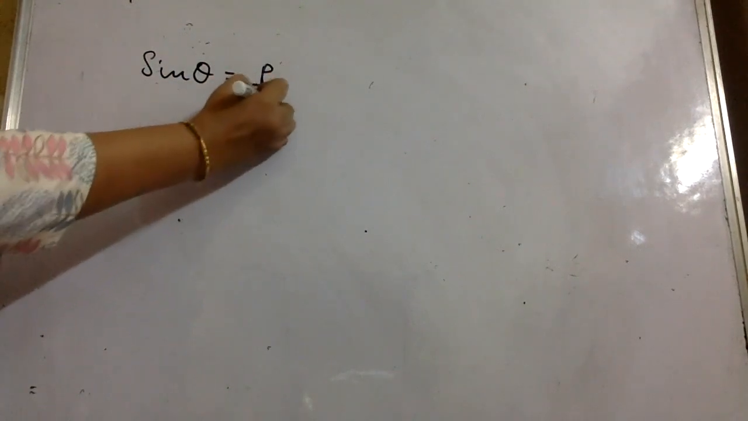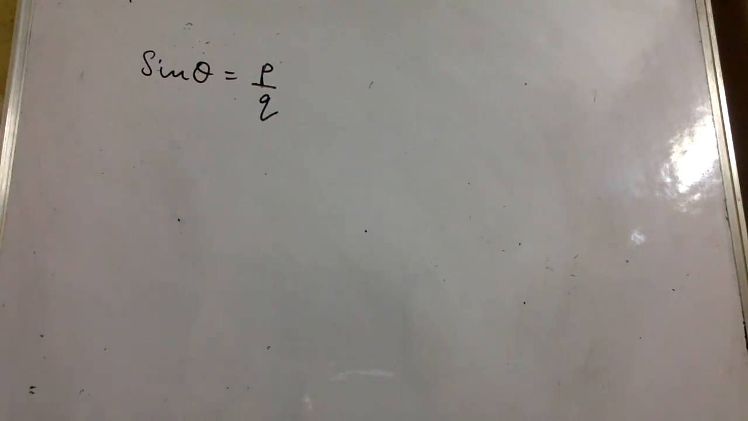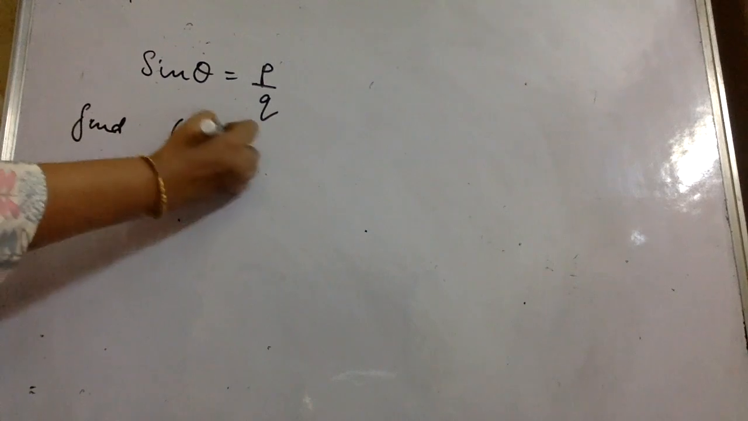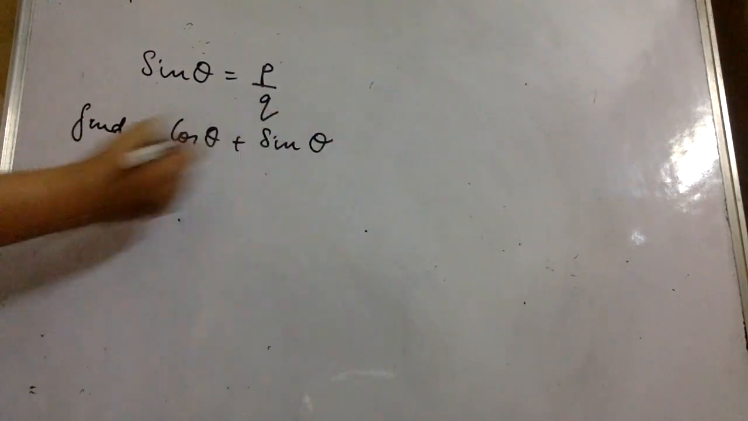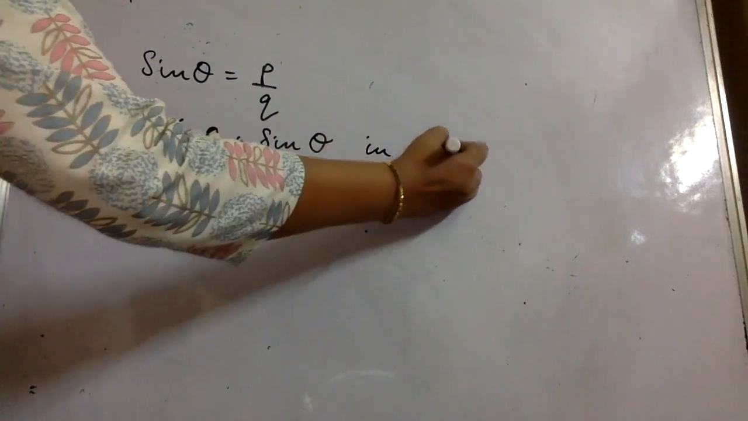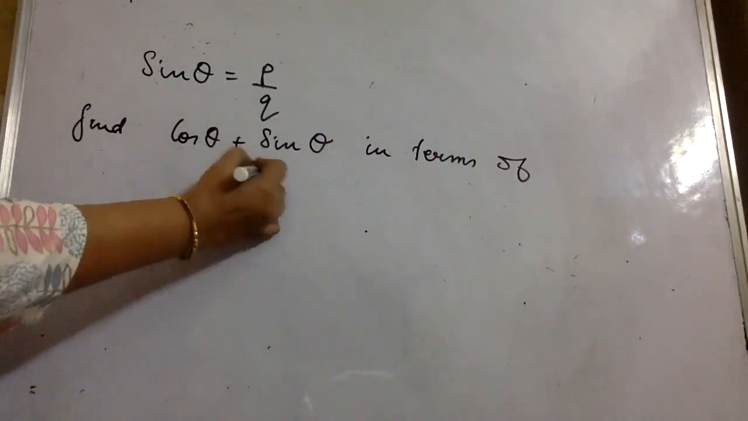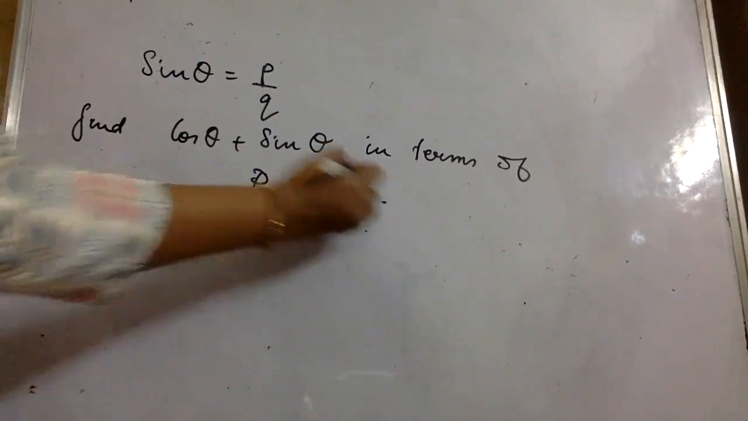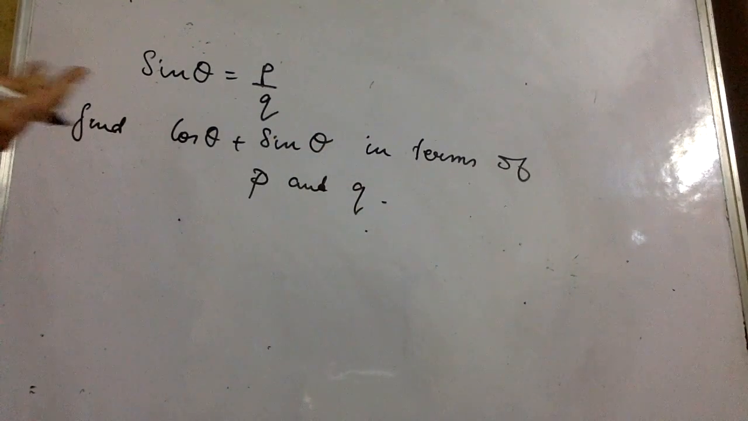Now this is the last sum for today. Sin theta, very interesting, and I am doing this sum because there's a high probability of you all leaving this sum in the exam, but it's so easy, so I want to show you how easy it is. Find cos theta plus sin theta in terms of P and Q. Find cos theta and sin theta in terms of P and Q.